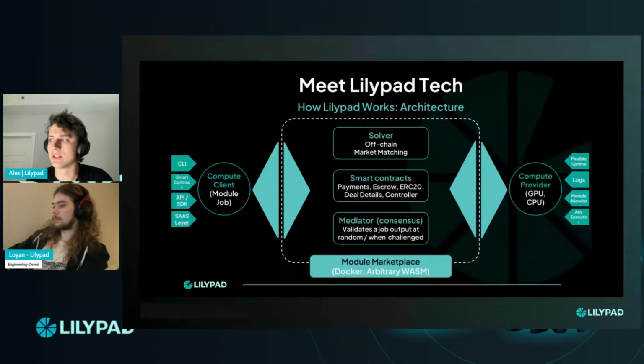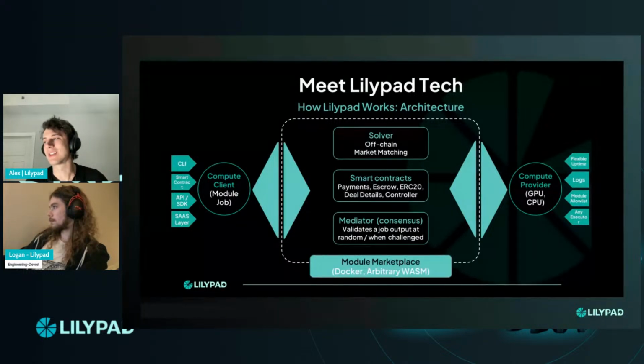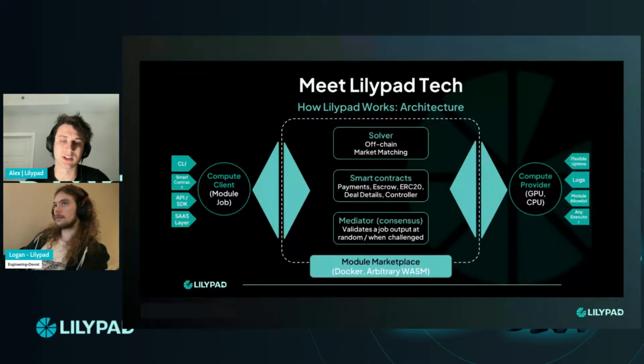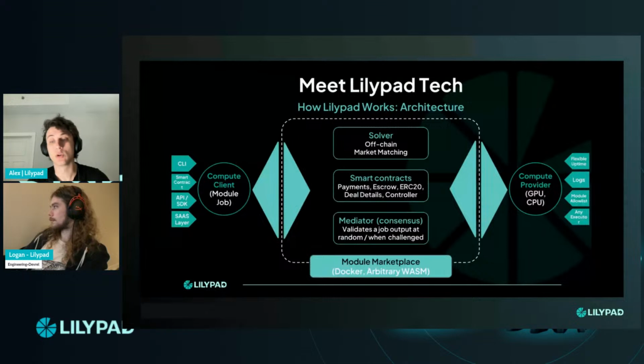And then of course, in the middle here, under the solver, we have the smart contracts. So the Lilypad network runs the payments, escrow, ERC20, deal details, all that goes through smart contracts. Right now, we're deployed on the Arbitrum Layer 2 network. So that's been really great, and that's been for our testnet. That's been a great place to be. Time to finality is very low, high transaction throughput, low cost of transactions. So that's where we've been.